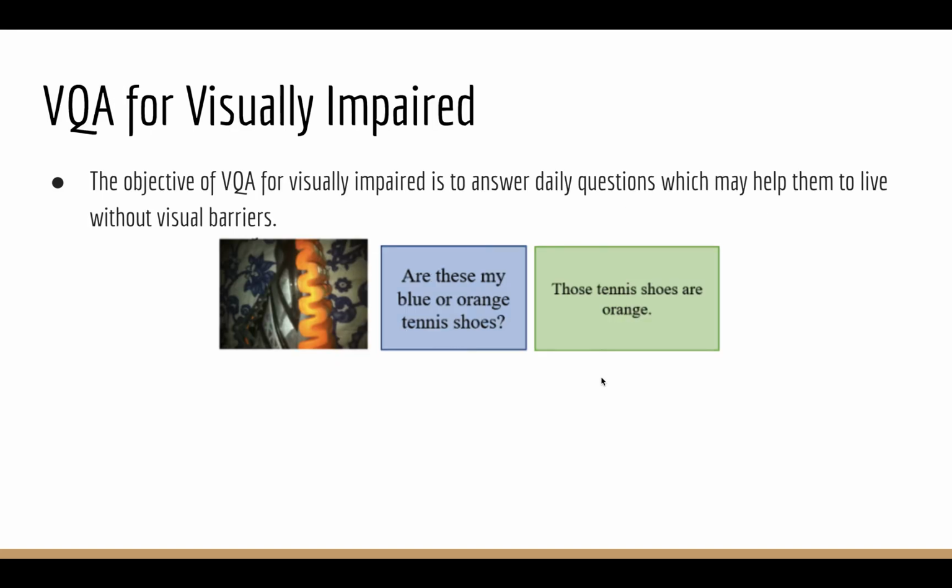And the next field is visual question answering for visually impaired people. The objective of this is that visually impaired people get help to live without any visual barriers so that they can get their daily questions answered. Assistance to blind people is among the objectives of several VQA applications. Possible scenarios are to spot an empty picnic table at the park or to locate the restroom at the end of the room.